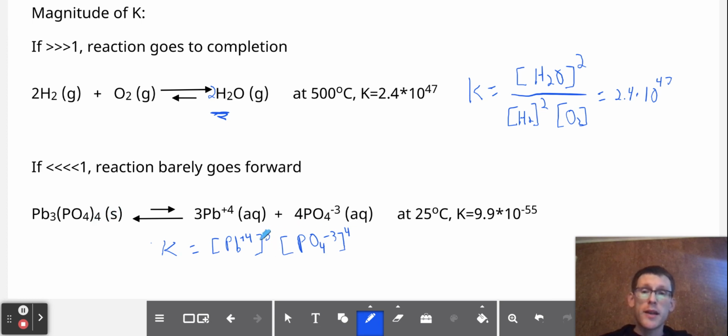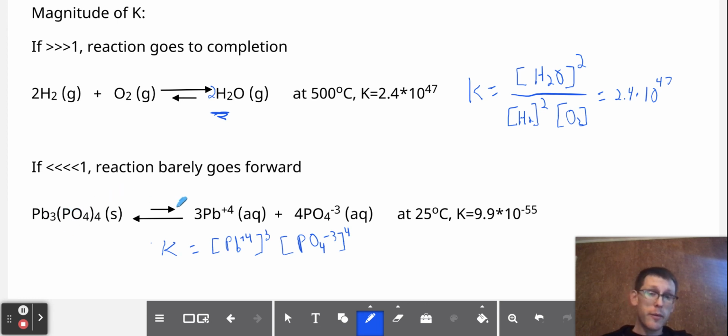But what I can say is that if I take this stuff, this is a powder, and I try to dissolve it in water, what I will find is that that will reach an equilibrium where the concentration of the lead ions cubed times the concentration of the phosphate ions to the fourth power is equal to something unbelievably small, 10 to the negative 55th power, almost 10 to the negative 56th power. So what I can say is that in this case, this side is very much favored.